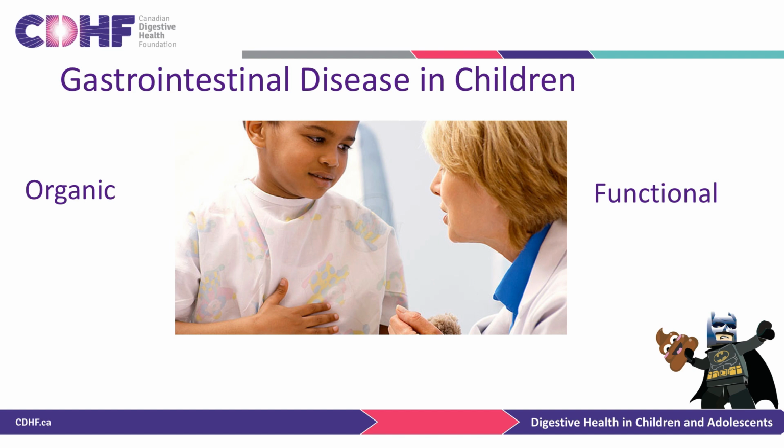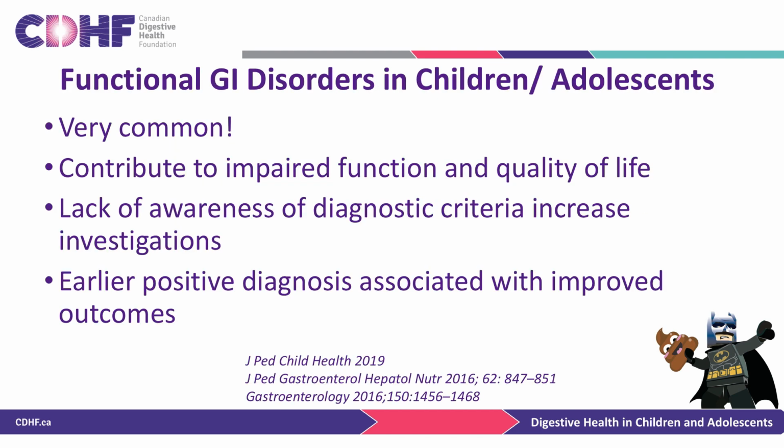When we think about gastrointestinal disease in children, there's really two types that we think about: organic and functional. Organic disease is diseases where there is actual tissue damage that we can see. Functional disorders, there is not tissue damage that we can see. But functional disorders can sometimes have even more impact than organic disease in children and their quality of life. So they're very, very common. We see lots and lots of functional GI disorders, and they do contribute significantly to impaired function for children, and as I said, they can impact their quality of life, which is very important.